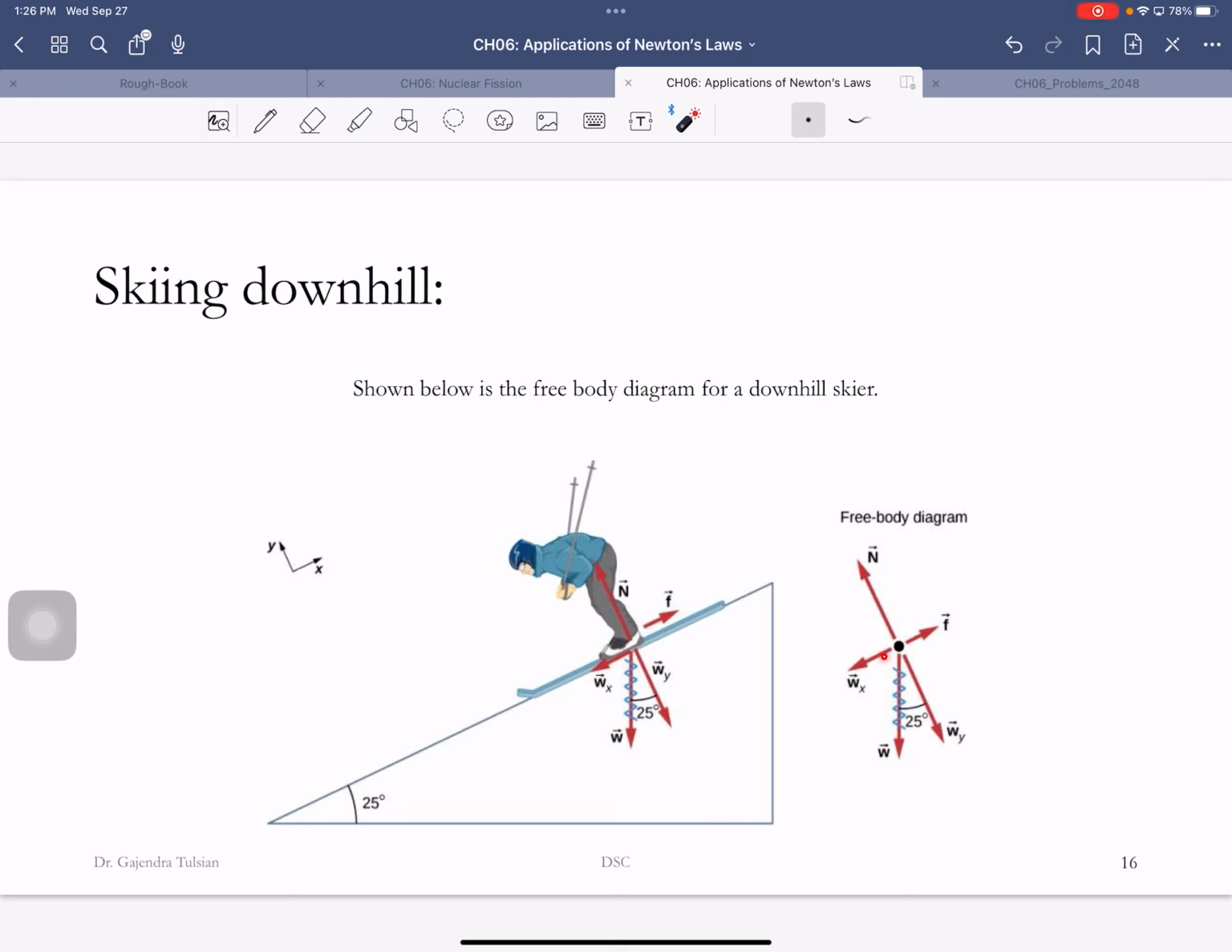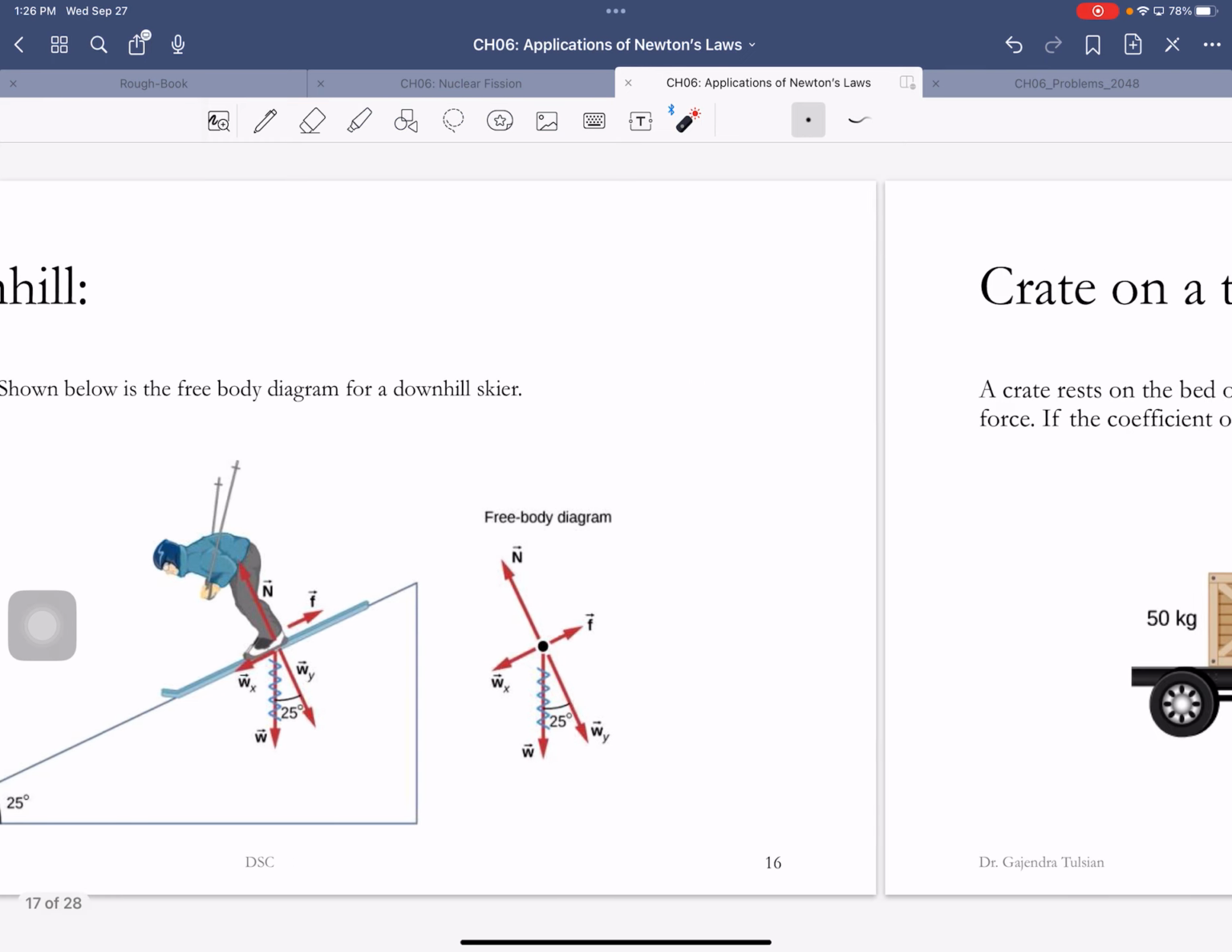Of course, if this guy wants to accelerate, he pushes with the ski, and to this force he adds an applied force in that direction. And that's how he can accelerate down. But anyway, this is how we'll analyze stuff. Again, the free body diagram is representing this guy as a point object, and there are the 4 relevant forces acting on it.